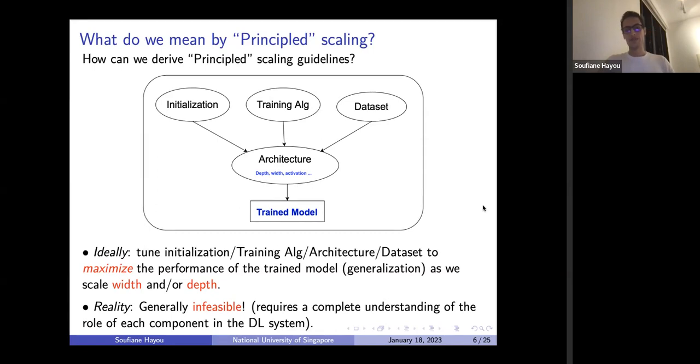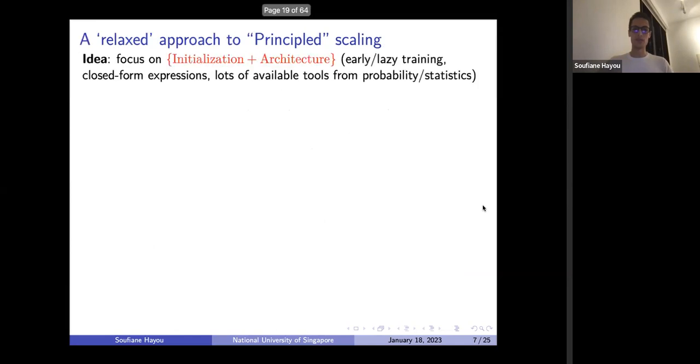Right. So what do we do? You can think of this as an optimization problem, a very hard optimization problem. So you're looking for the optimal way to scale this network, to tune these components, right, in order to maximize the performance of this trained model. So it's an optimization problem in a sense, right? But it is very hard. So what do we do when we have a hard optimization problem? We usually come up with some relaxed approach to this optimization problem.